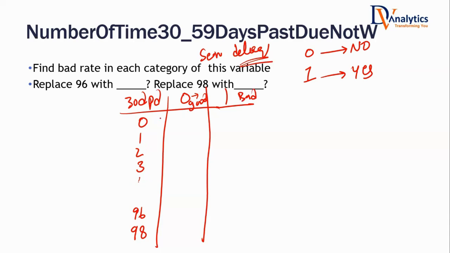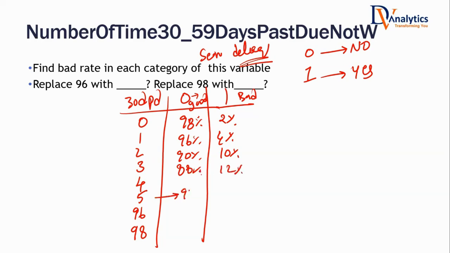Now you will create a cross tab like this. After creating this cross tab, you will look at the individual percentages for 0, 1, 2, 3, 4, 5, 6 and so on, and then 96, 98 also you'll see. Let's say good rate here is 98%, bad rate here is 2%. Good rate here is 96%, bad rate is 4%. Good rate in this bucket is, let's say, 90%, bad rate is 10%. Here good rate is 88%, bad rate is 12%. In this one, good rate is around 60%, bad rate is 40%. Even in 98, good rate is, let's say, 58%, bad rate is around 42%.